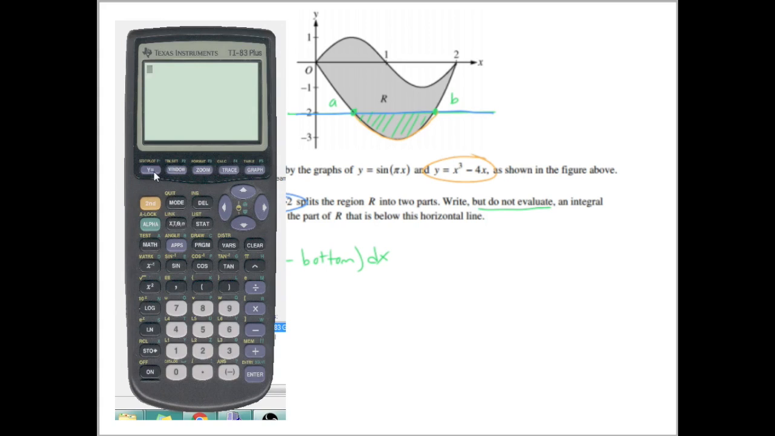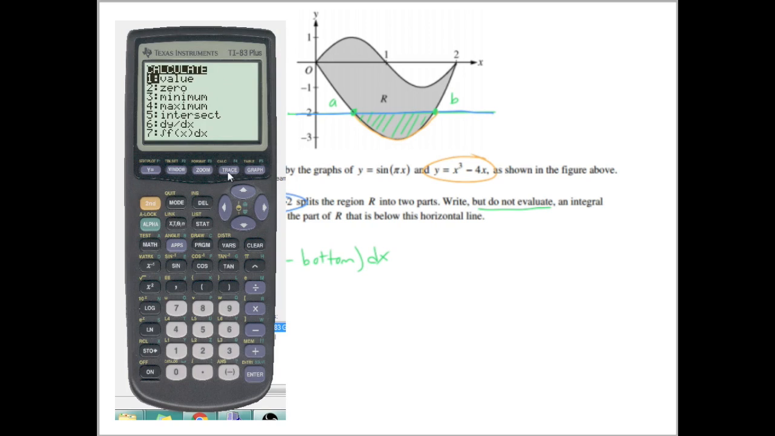What we're going to do is go to y equals, and plug in our functions. So y equals -2, and y equals x cubed minus 4x. Hit graph. It's kind of small, so we can zoom in. Hit zoom, and then you move your cursor to about the area you want to zoom in on. You hit enter. And then let's find a first, this point right here.